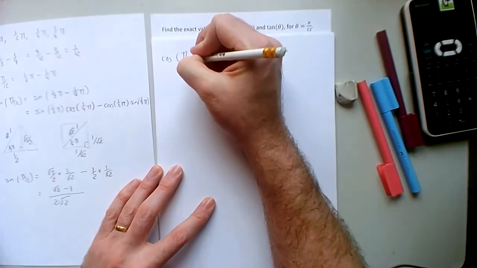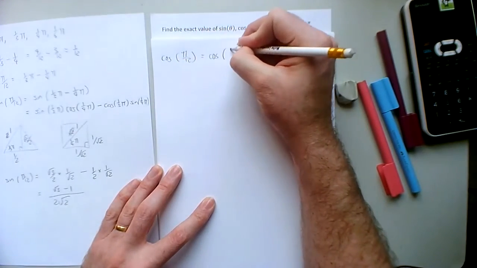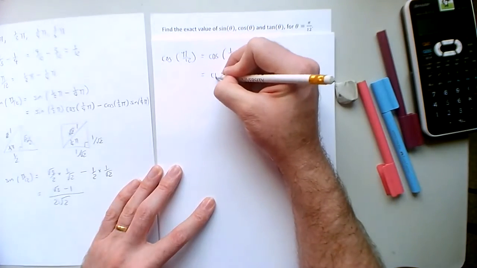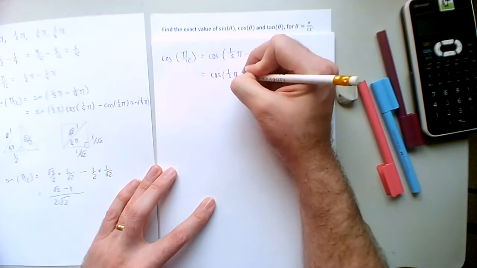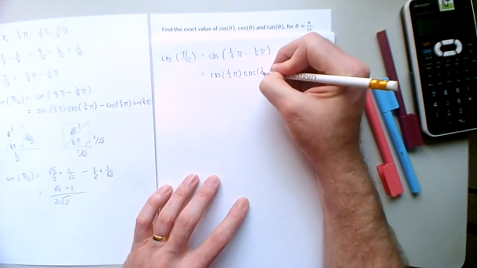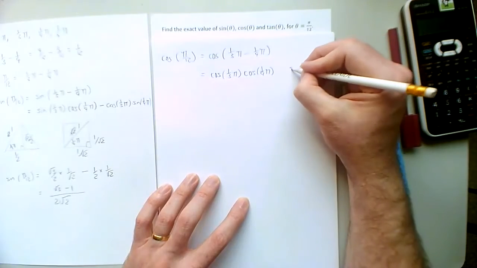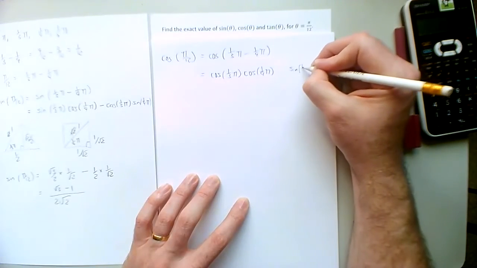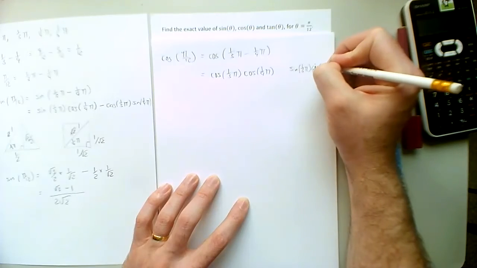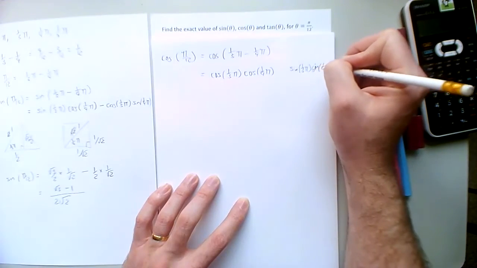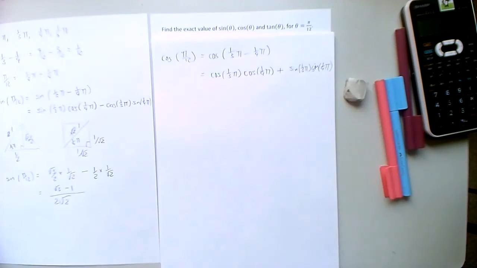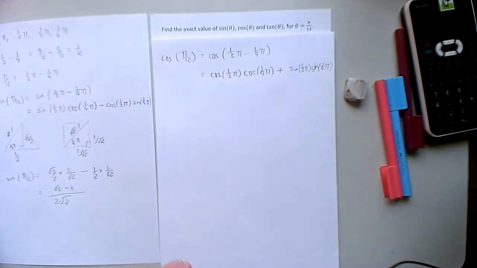I reckon I'll just need more space for that. Cos of pi on 12 would be cos of a third of pi minus a quarter of pi. Now the cos formulas put the coses with the coses and the sines with the sines. And they turn minuses into pluses and pluses into minuses. Okay.